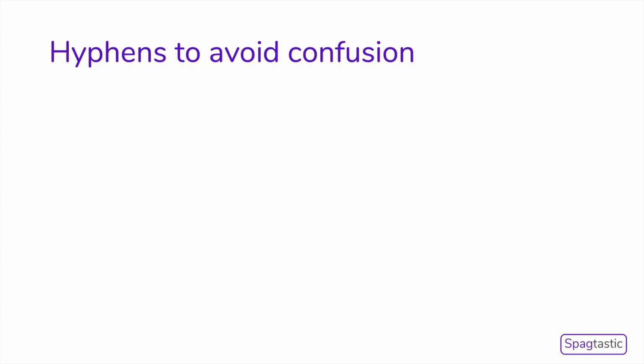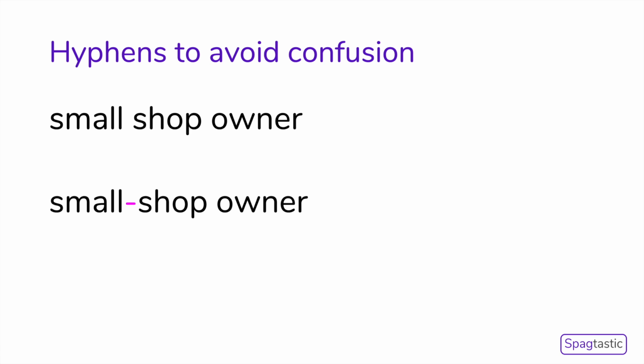Let's look at some more examples where the meaning of a phrase changes with the use of a hyphen. Small shop owner and small-shop owner. What is the difference between these phrases? Why not pause the video and have a think for yourself? In the first example, small shop owner could mean a shop owner who is small, whereas in the second example, small-shop owner, with the hyphen between small and shop, tells us that it is the owner of a small shop. The hyphen makes the meaning clear.